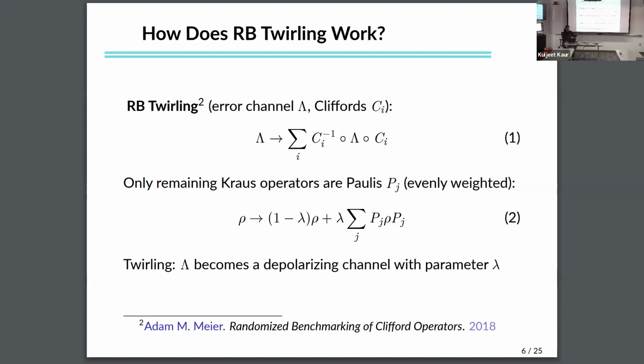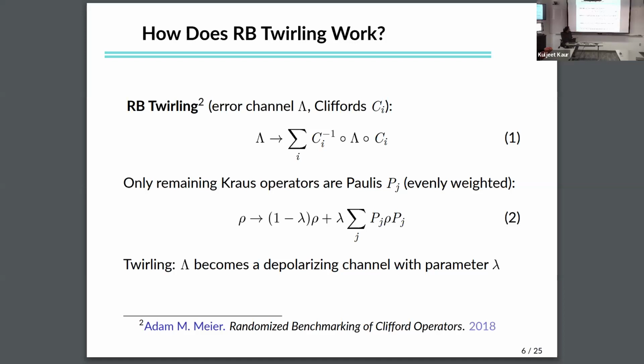You can show that if you apply these random sequences of Clifford gates with error channels following them, like in the diagram in the previous slides, what you have in equation 1 is effectively the situation you're interested in. And you can show that if you do this, the only remaining Kraus operators for the error channel lambda are going to be Pauli operators, like P_j, and they're going to be evenly weighted. So what that means is that the form of the channel in Kraus form is going to look, after twirling, something like equation 2.